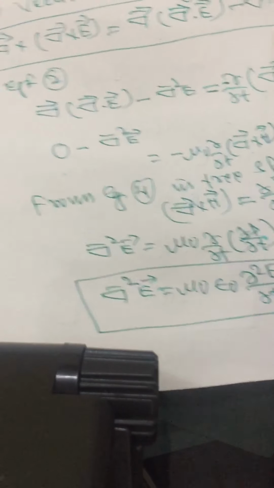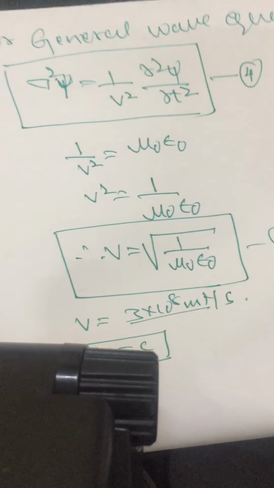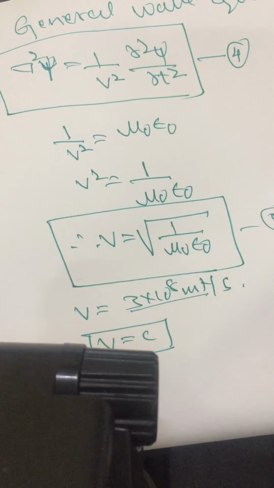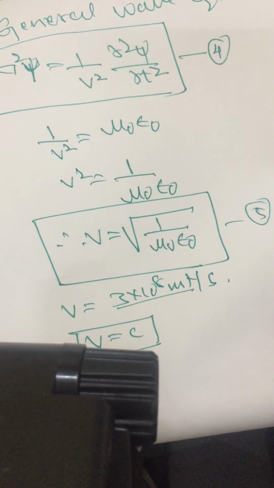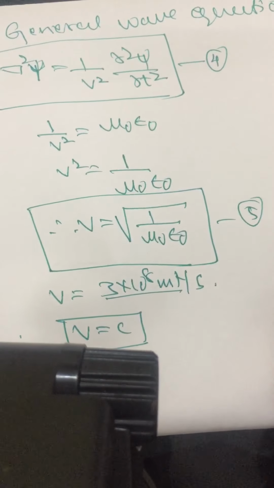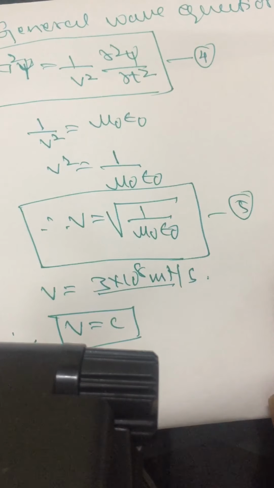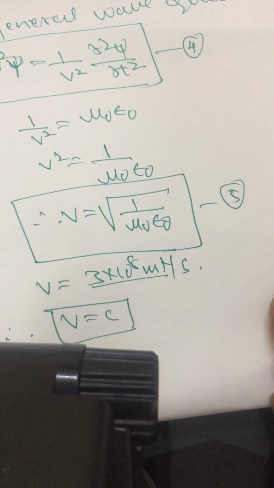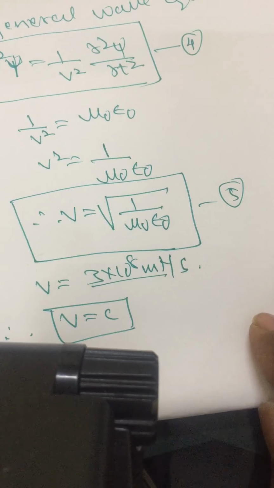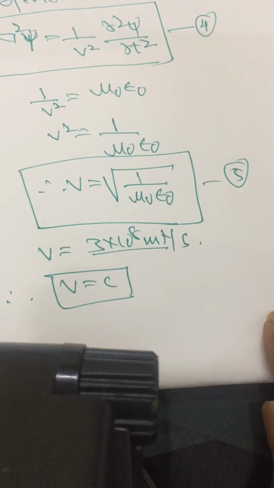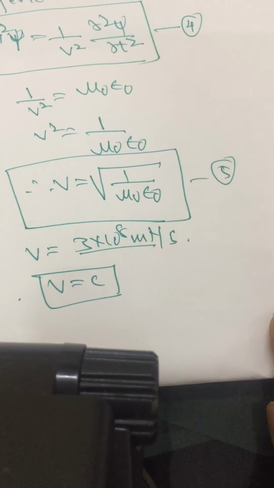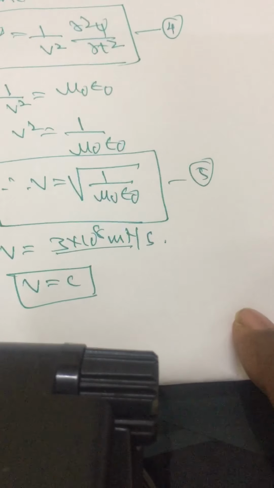Now you know the general wave equation. What is the general wave equation? Del square psi is equal to 1 upon v square dou square psi by dou t square. The psi is the wave function. So compare equation 3 and 4. Naturally 1 by v square is equal to mu naught epsilon naught. So v square is equal to 1 upon mu naught epsilon naught, and v is equal to the square root of 1 upon mu naught epsilon naught. This is the velocity in free space.